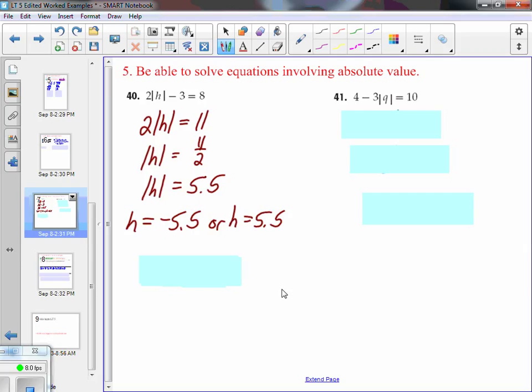Questions? All right, do 41. I'll uncover it a little bit at a time up here, but you do 41. Solve it for the absolute value of Q first.